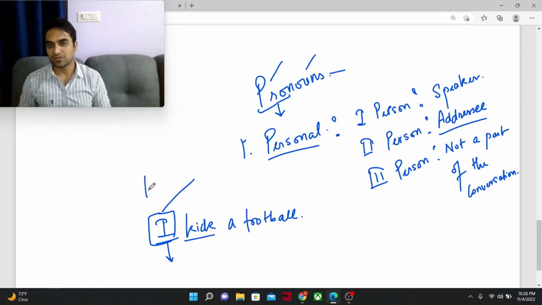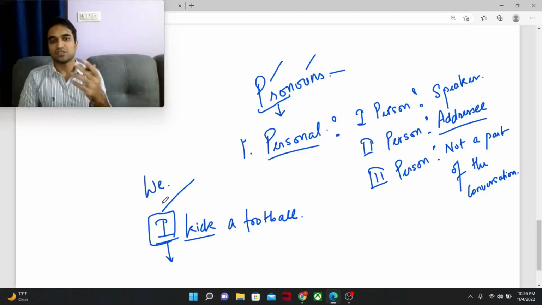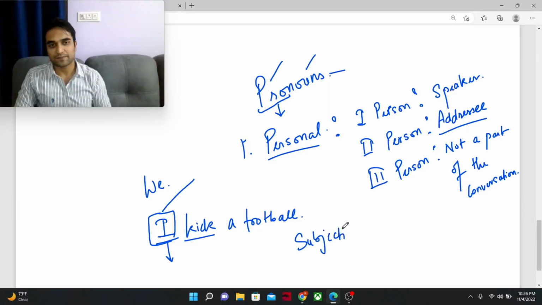If it is in the plural, you say we kick a football. You can't say me kick a football, my kick a football, mine kick a football. So these cases determine what form of the pronoun will be used. On that basis, we have the subjective case, the objective case, and the possessive case.